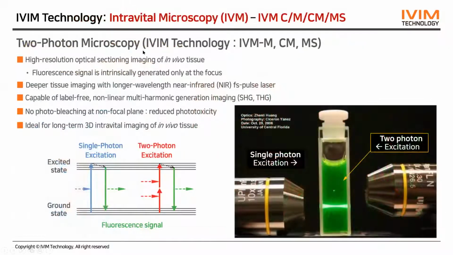We also provide Two-Photon microscopy. Two-Photon microscopy uses longer wavelength, near-infrared femtosecond pulse lasers. It can achieve sectioning because the fluorescence signal is intrinsically generated only at the focus, as shown here, compared to single photon confocal imaging. And by using a longer wavelength laser, it can obtain deeper tissue penetration.